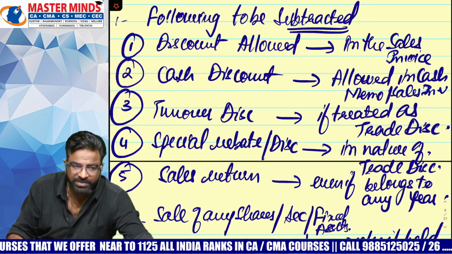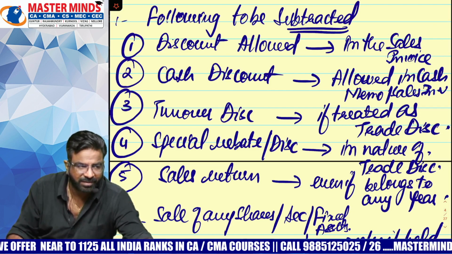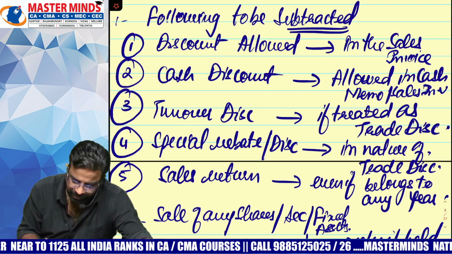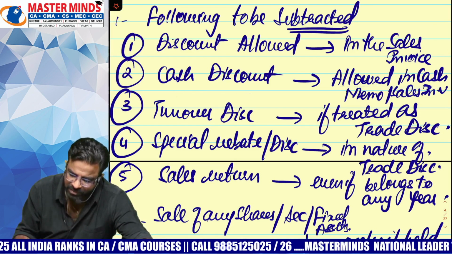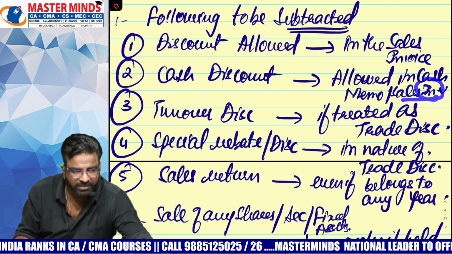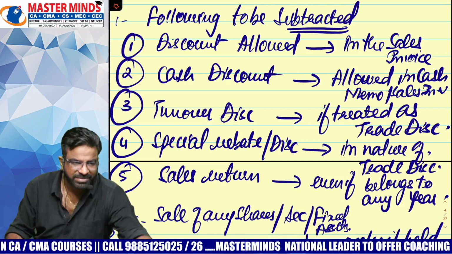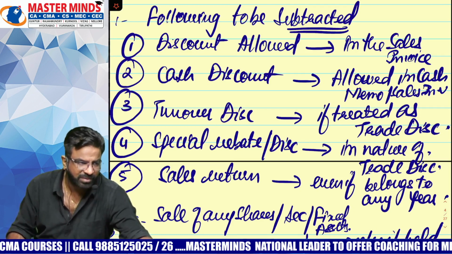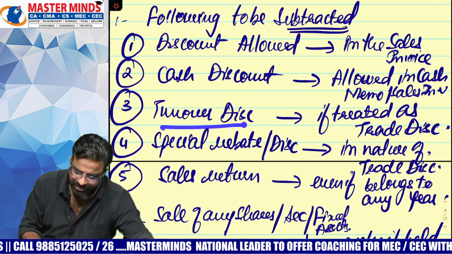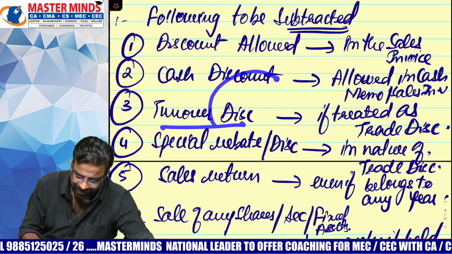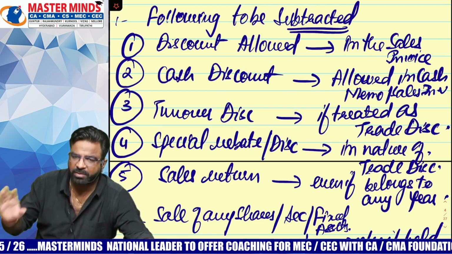Discount allowed, when is it to be subtracted? Only when the discount allowed is written in the sales invoice. Second thing, cash discount. Only if the cash discount is also given in what? Sales invoice. If you personally take a cash invoice and it is not mentioned in the sales invoice, then it is not allowed, boss. It has to be present in which invoice? Cash invoice. Next one, turnover discount. If it is in the nature of which discount? Trade discount.